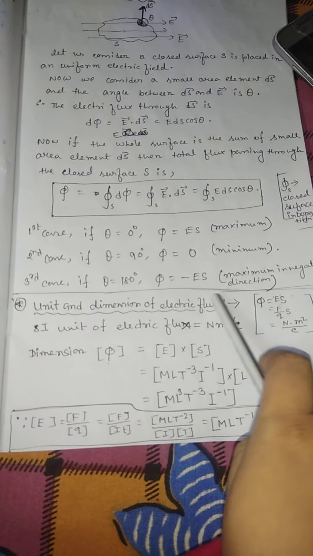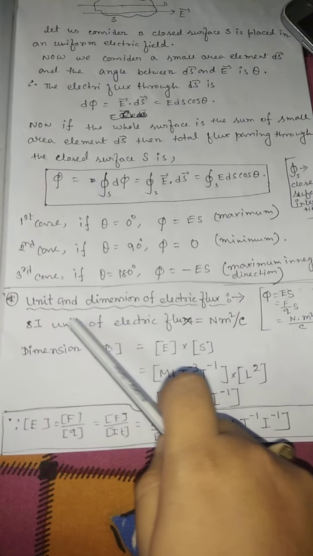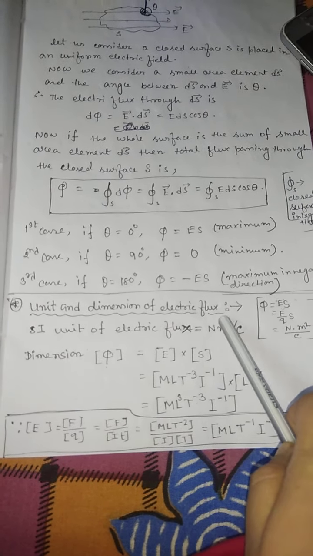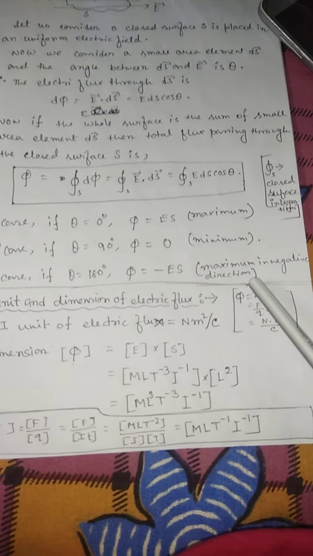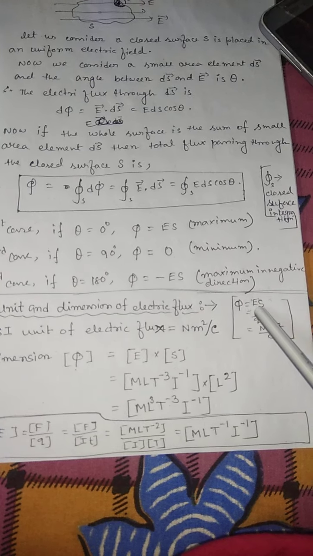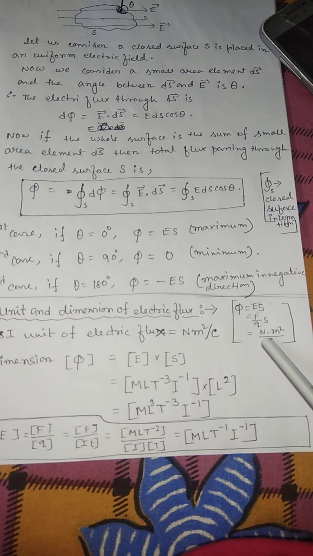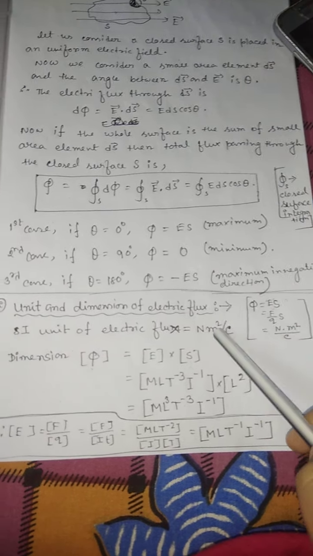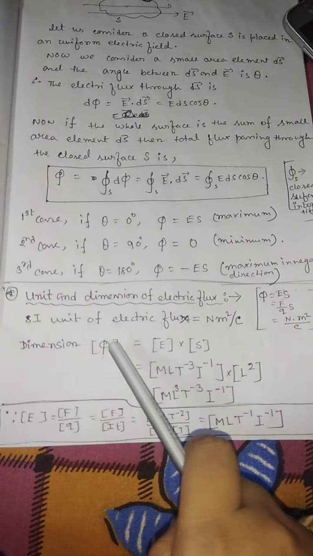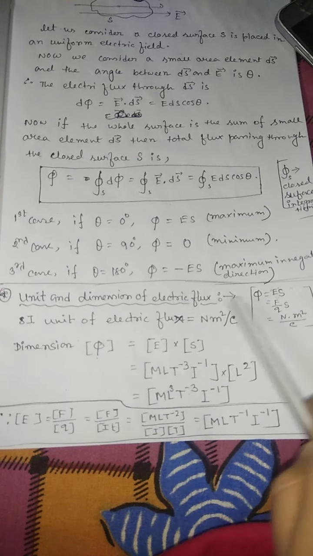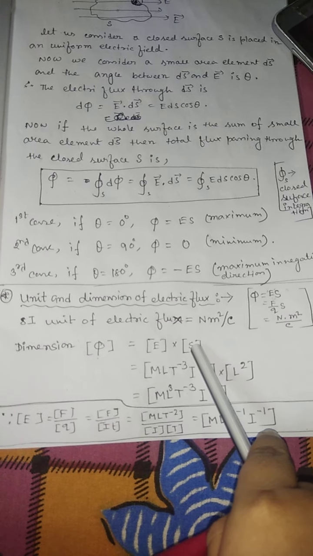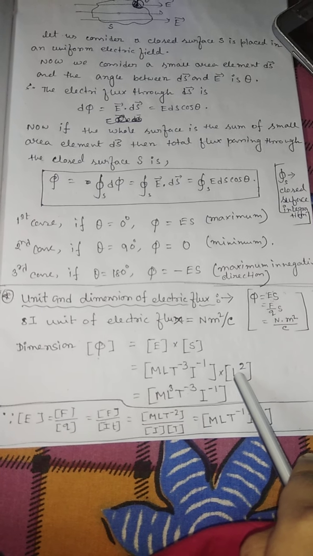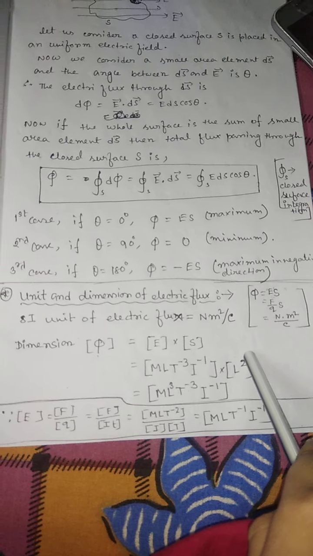Now the unit and dimension of the electric flux. The SI unit of electric flux is Newton meter square per coulomb, because phi equals E into S. E means F by Q into S. F is in Newton, Q is in coulomb, S is a surface area, so meter square. Newton meter square per coulomb. Now if we find the dimension of phi, that means the dimension of electric field times the dimension of surface area. Surface area means length into breadth, L square, okay.